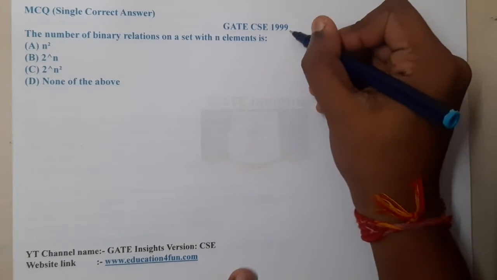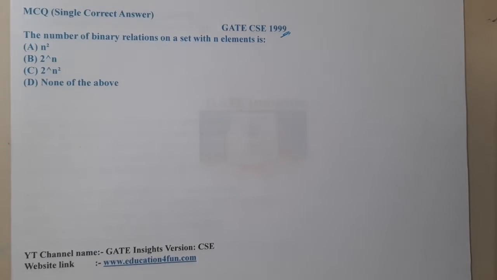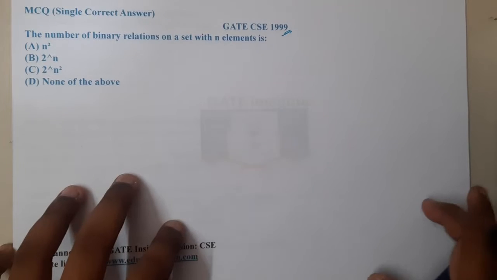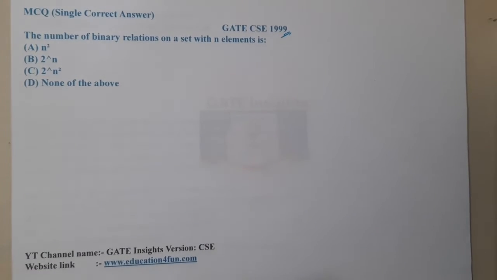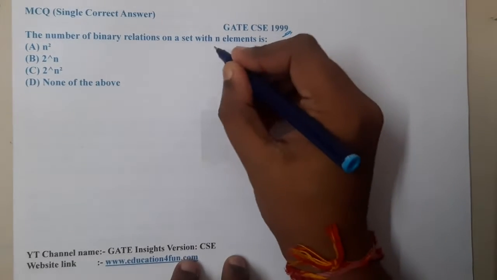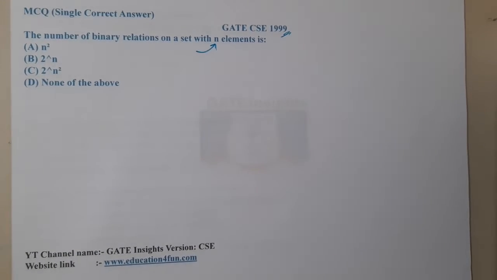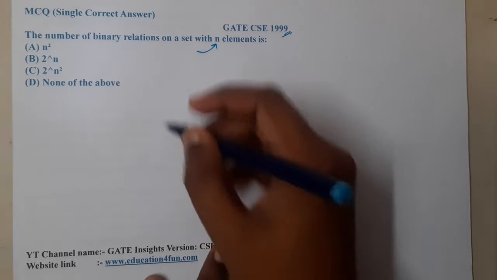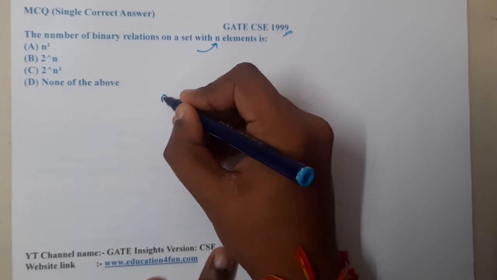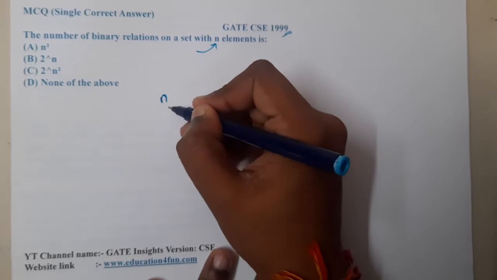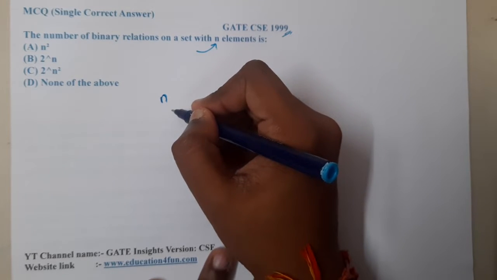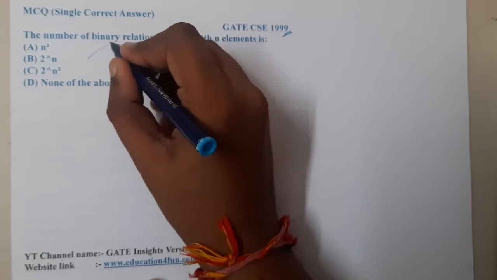This question belongs to GATE CSC 1999. The given question is: the number of binary relations on a set with n elements. Whenever we are talking about relations, the first thing is to understand the question carefully. They gave that there are n elements in a set, and they are talking about a binary relation.